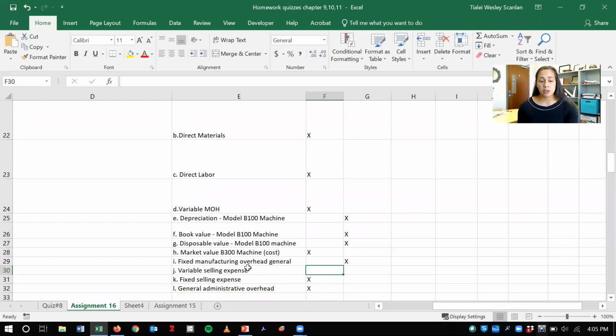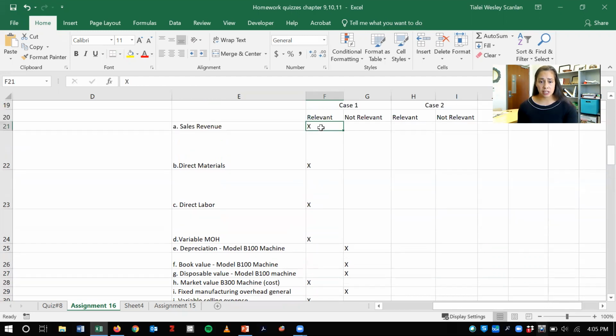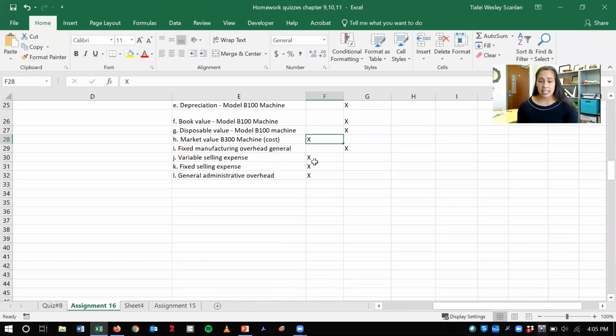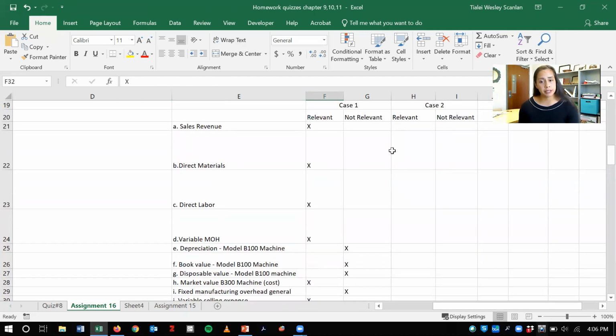And our variable is also going to stay with these: variable manufacturing overhead, variable selling expense. So if it's variable, it follows the number of units sold. The more you sell, the more you're going to incur that cost with the variable selling. So that will be relevant. So all of your variables, all of your sales revenue are going to be relevant. The cost of the new machine is relevant. And then they said specifically that it would affect the fixed selling expense and the general admin overhead. So they did say that, and that's why it would be relevant.